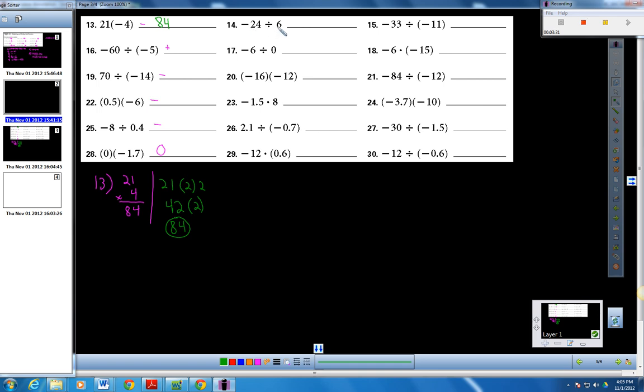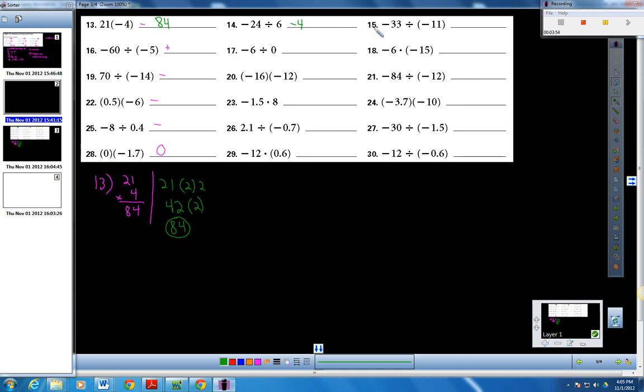Negative 24 divided by 6 should be a basic math fact. What times 6 is 24? Notice how I didn't worry about the negative because I know that a negative divided by a positive is going to give me a negative. So what times 6 is 24? That's right. You said it. 4 times 6 is 24.